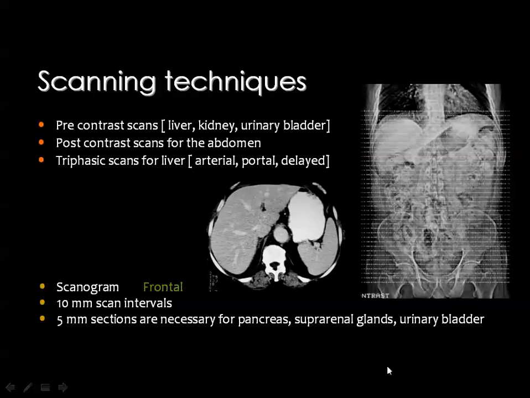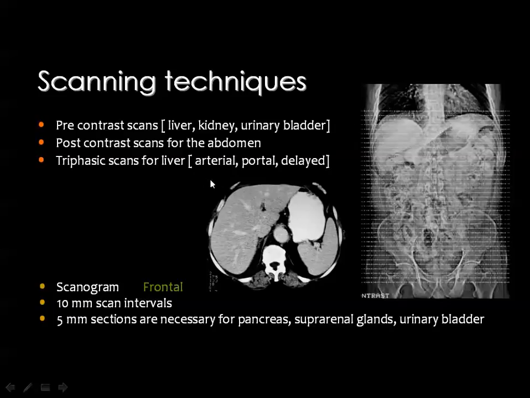And if the organ of interest was one of these, the liver, the kidney, or the urinary bladder, then we should have pre-contrast scans. That's to say, we scan the abdomen before injection of contrast, then we inject the contrast, and we start scanning once more. And the pre-contrast scans are very valuable, and I will explain this in a moment.